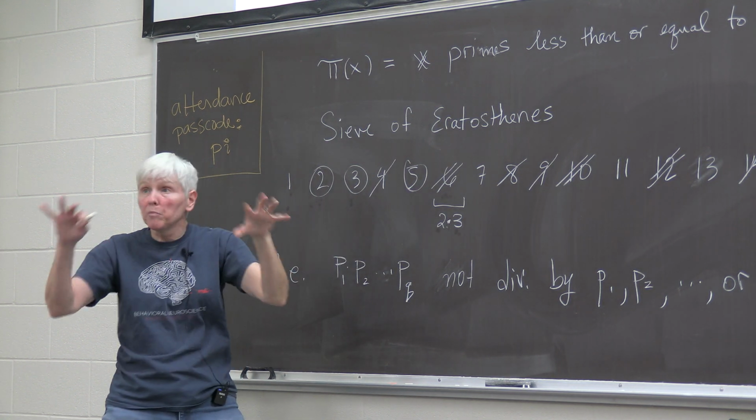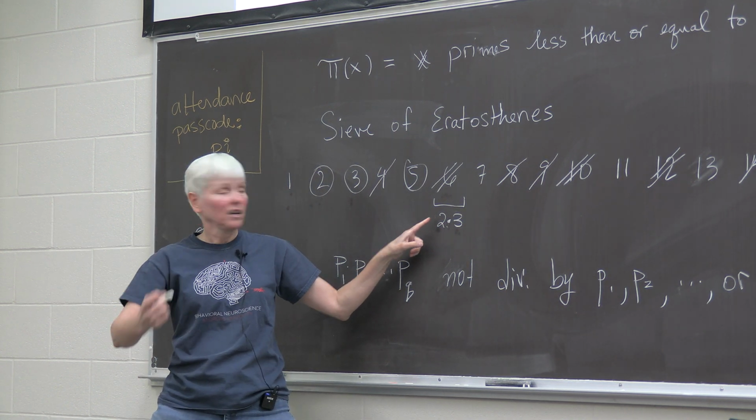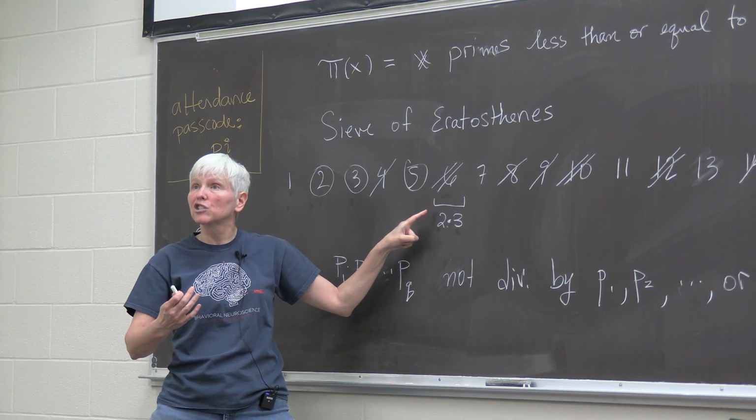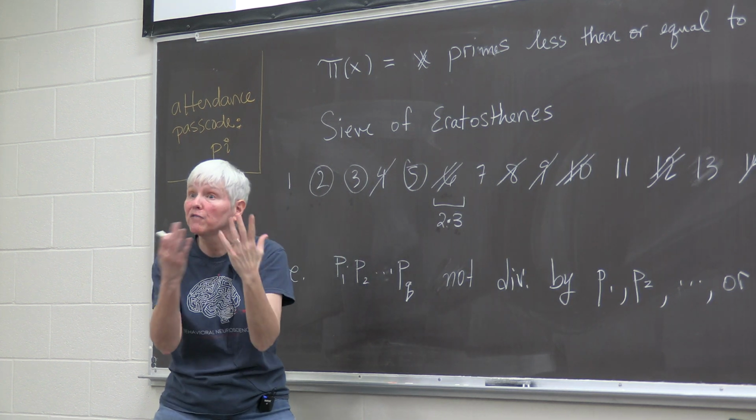Well, every number can be broken into prime factors, right? So it has to have a factor of 5 if it's not divisible by 2 or 3. But 5 is prime, and so the next smallest composite would be 25. It would be 5 squared.